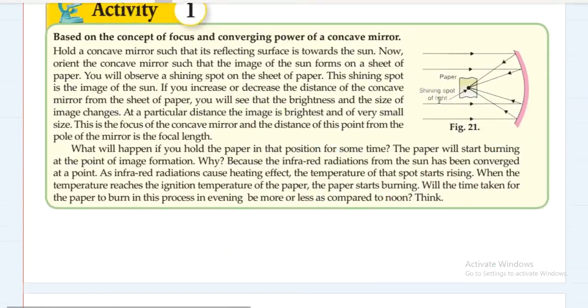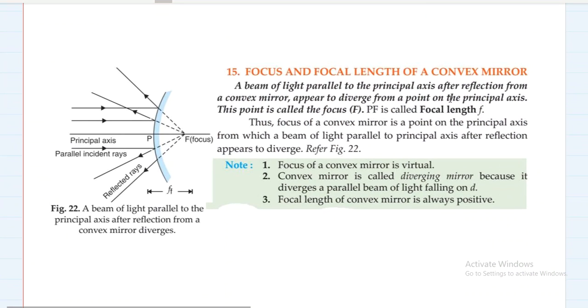Okay, let's skip this activity, not much important. Let's go to the focus and focal length of a convex mirror. Now remember what is happening over here. When the rays of light are incident parallel to the principal axis on a convex mirror, they diverge and appear to be coming from a point behind the mirror, which is known as the focus of a convex mirror.